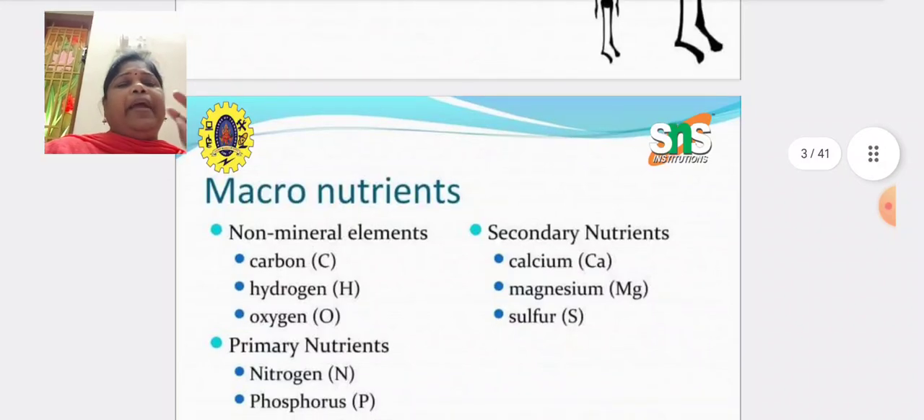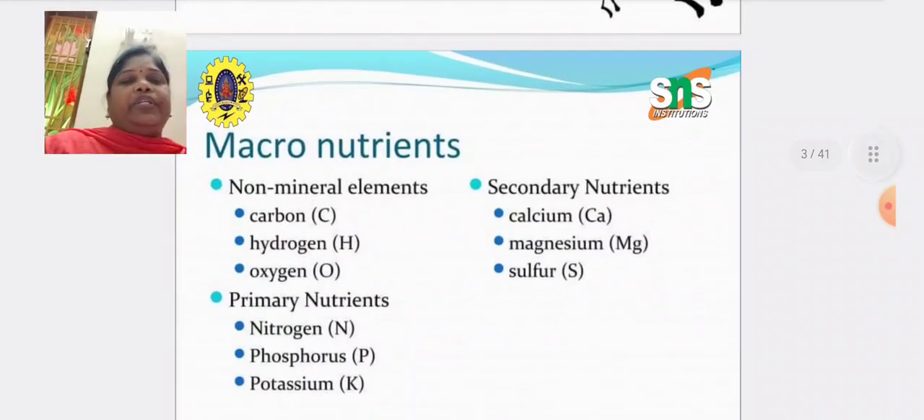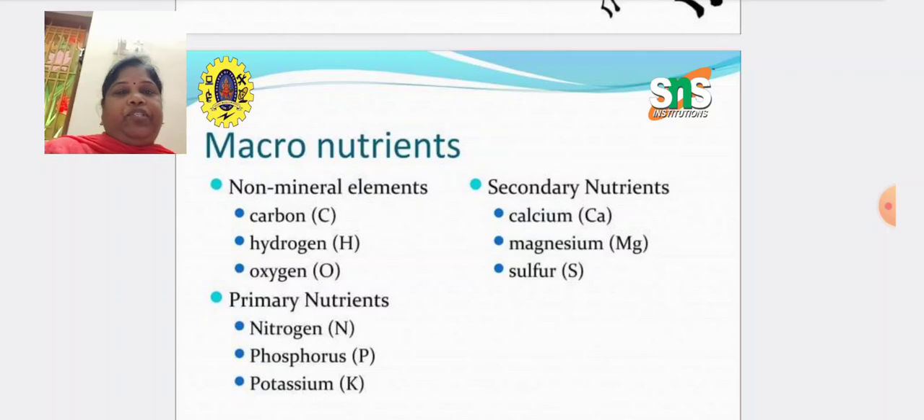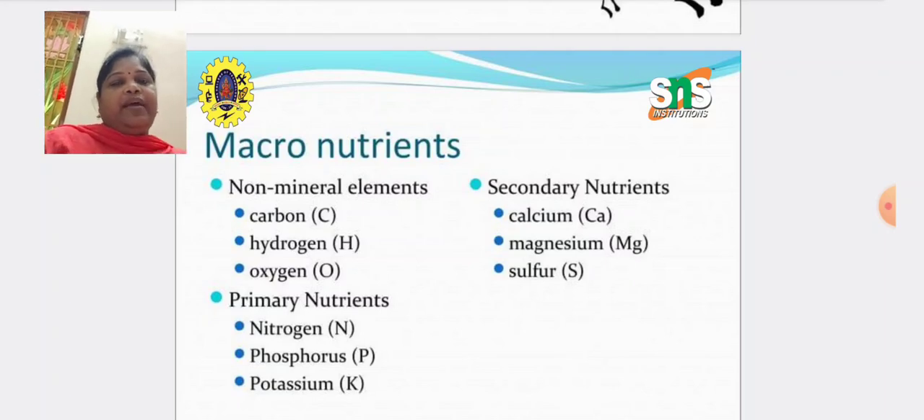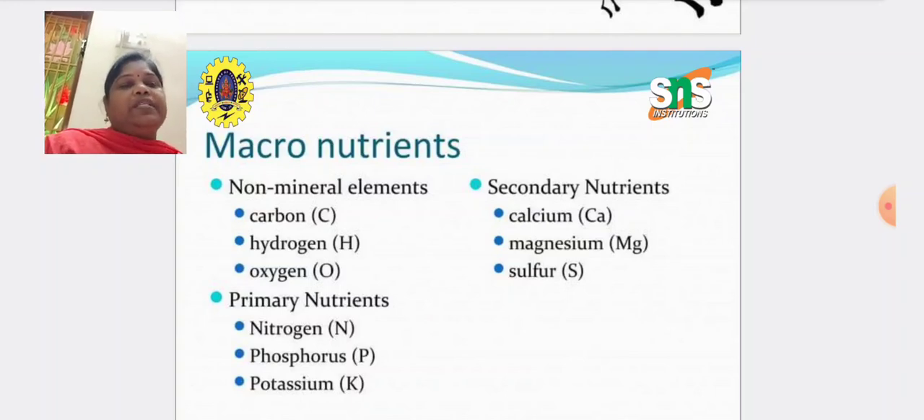Then let's see. First of all, macronutrients are divided into three types. The first one is non-mineral elements, the second is primary nutrients, then secondary nutrients. Non-mineral elements are carbon, hydrogen, and oxygen. These three elements are readily obtained from the atmosphere. Then primary nutrients: nitrogen, phosphorus, potassium. The symbol of nitrogen is capital N, phosphorus is capital P, and potassium is capital K. Then secondary nutrients are calcium, magnesium, and sulfur.